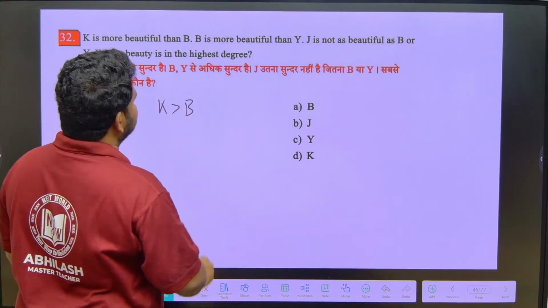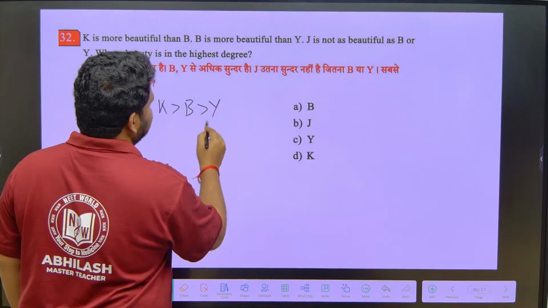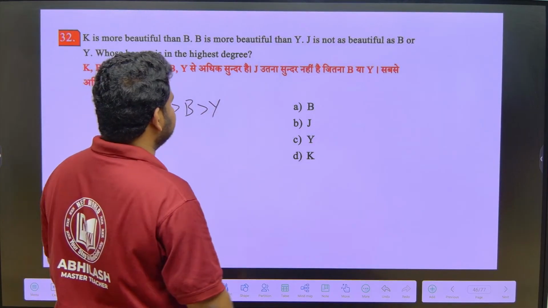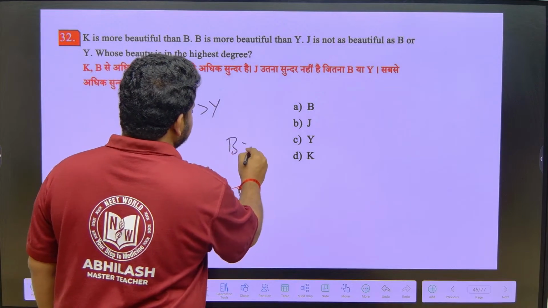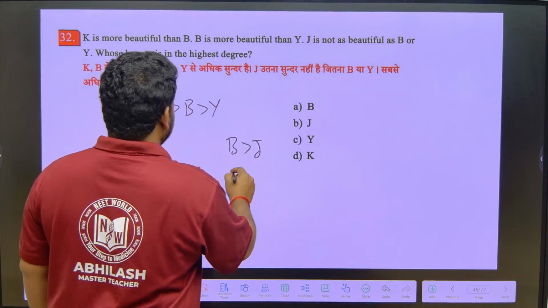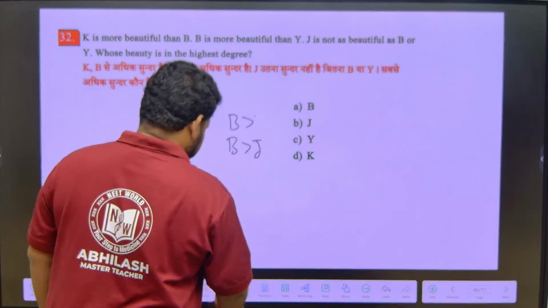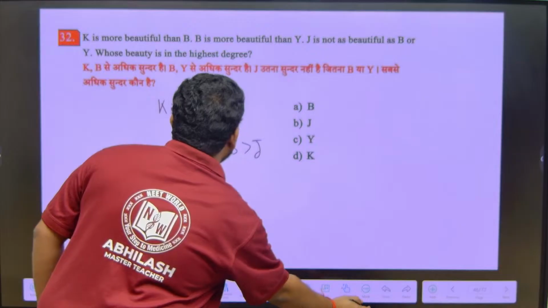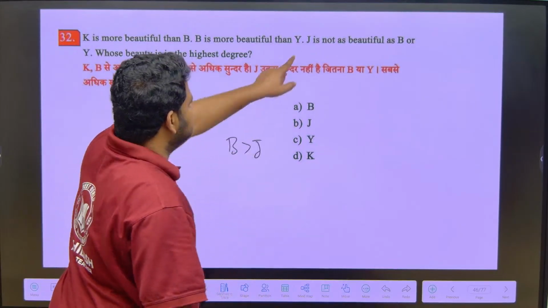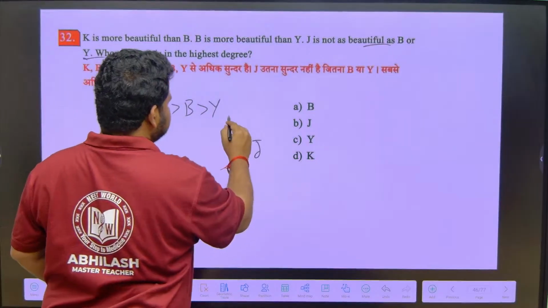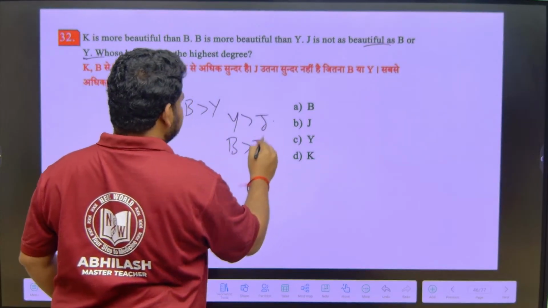B is more beautiful than Y. J is not as beautiful as B, which means B is greater than J or Y. Sorry, not B. J is not as beautiful as B or J is not as beautiful as Y. That is, Y is greater than J.